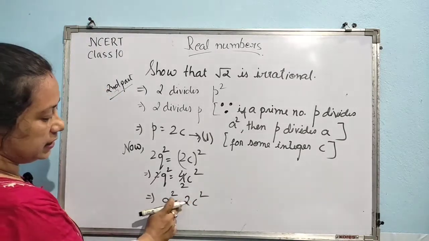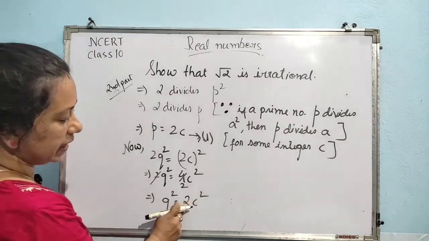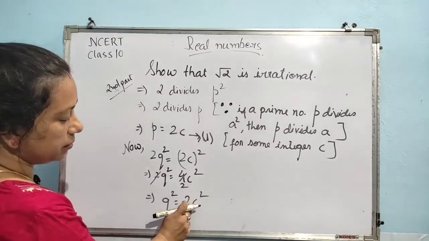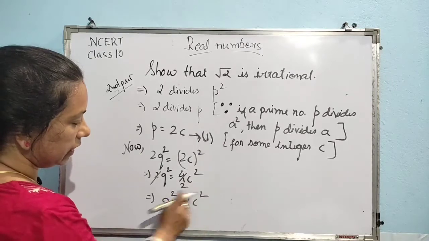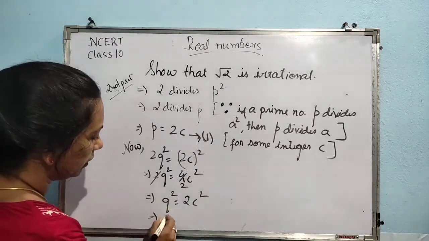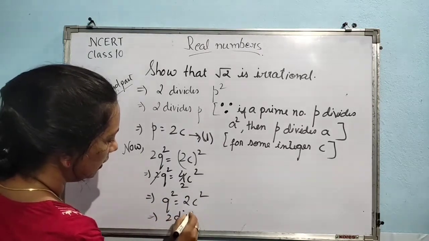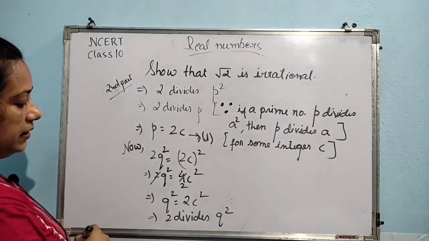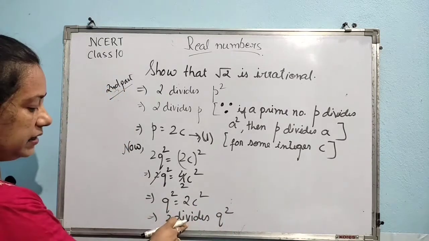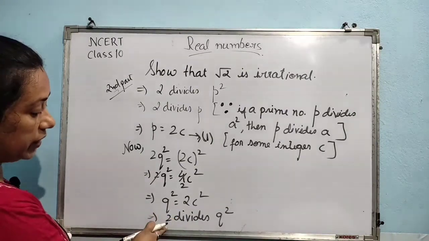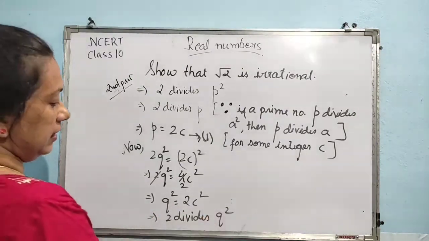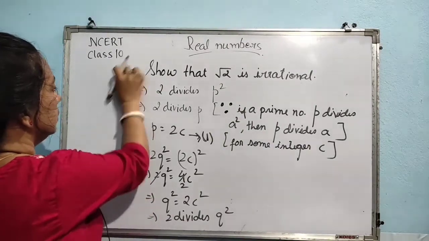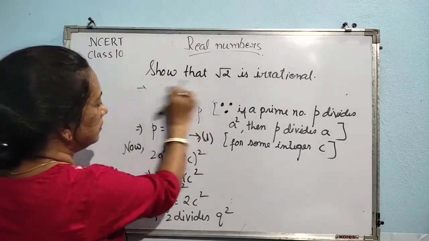See here, 2c square, it means that c square is divisible by 2, means 2 divides this one, it means that 2 divides q square, isn't it? So 2 is dividing q square, so ultimately what we can write, 2 divides q.